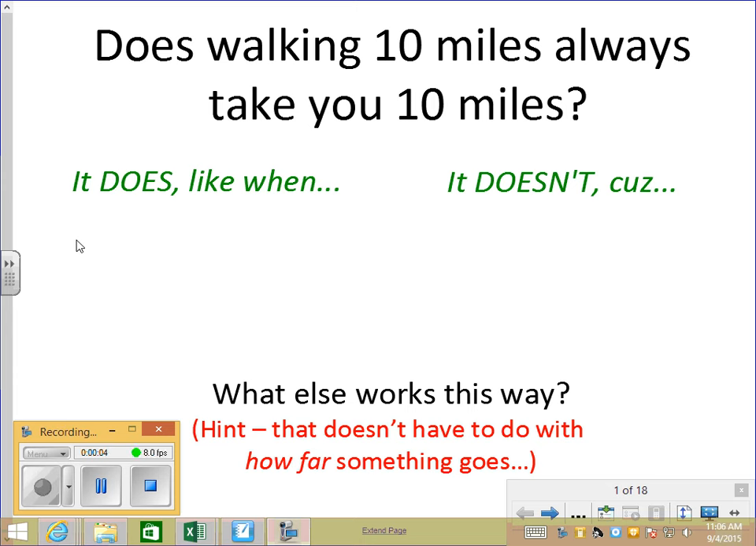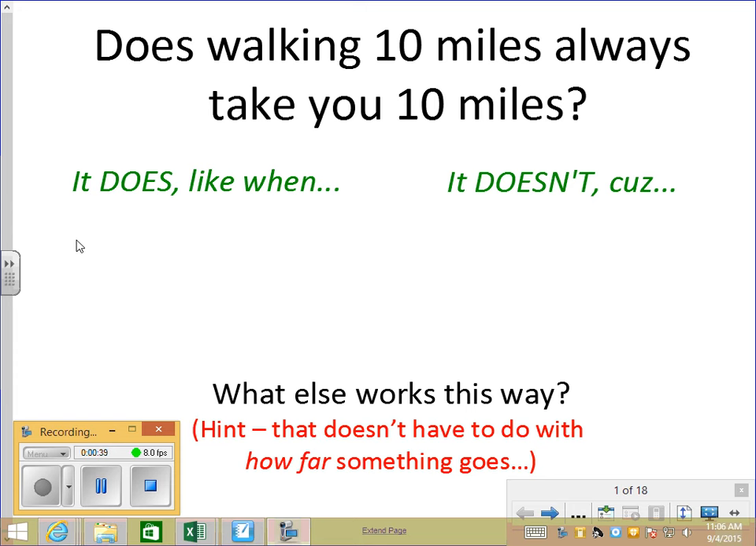Welcome. If you're in my class, you have already done an activity in which we addressed a question sort of like this. This question introduces this unit. The question is, does walking 10 miles always take you 10 miles? Well, as will be the case in a lot of instances in this class, that's not a simple question. There isn't a straightforward answer. Many answers in this class could most appropriately start with, well, that depends.